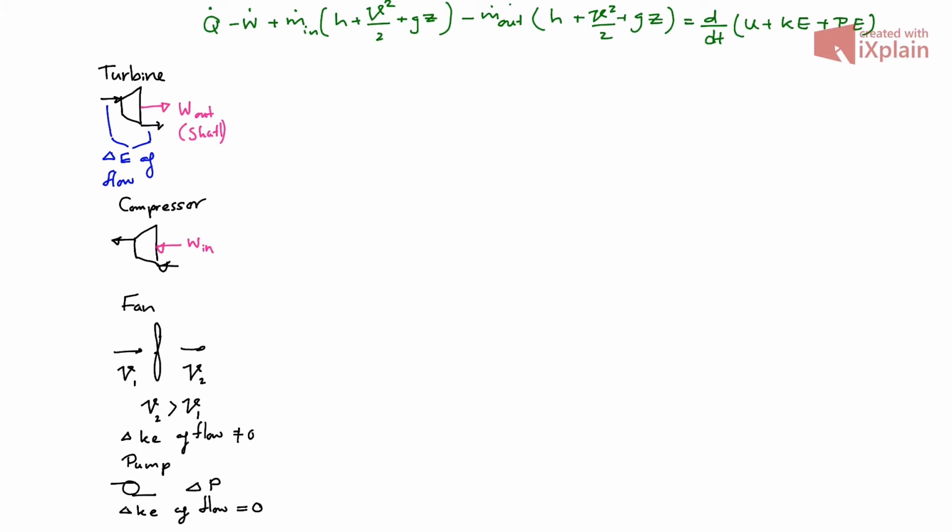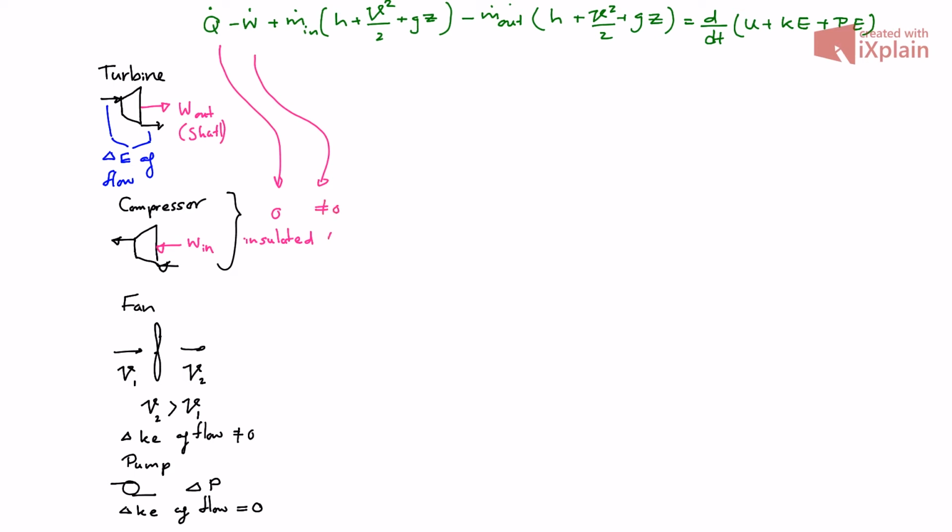So when you are analyzing a compressor, for example, you can assume that the heat loss from the compressor is negligible. Generally, compressors and turbines are insulated. So if the question does not give you the heat loss, you can assume it to be 0. However, for a compressor or for a turbine, W is not going to be equal to 0.